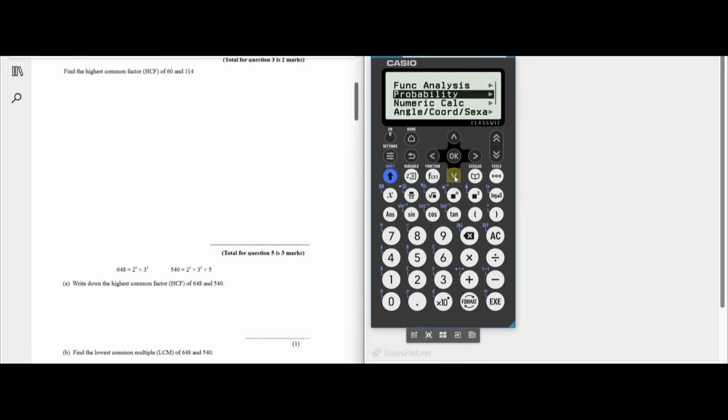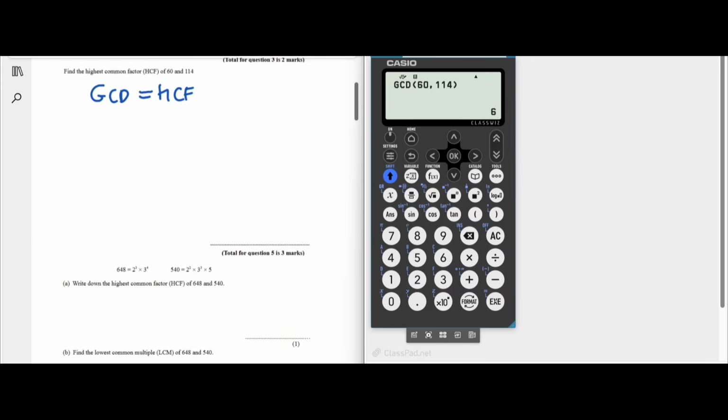We go down to numerical calculation, press enter, and now GCD is the same as highest common factor, greatest common denominator, and then obviously LCM is lowest common multiple because you could be asked for that as well. So you click on GCD, click enter, it opens up a bracket, you type 60, then you're going to need a comma that is above the right bracket, so you have to press shift. On my calculator it's in blue, it might be in a different colour on yours. Comma, then type in 114, close the bracket, press enter.